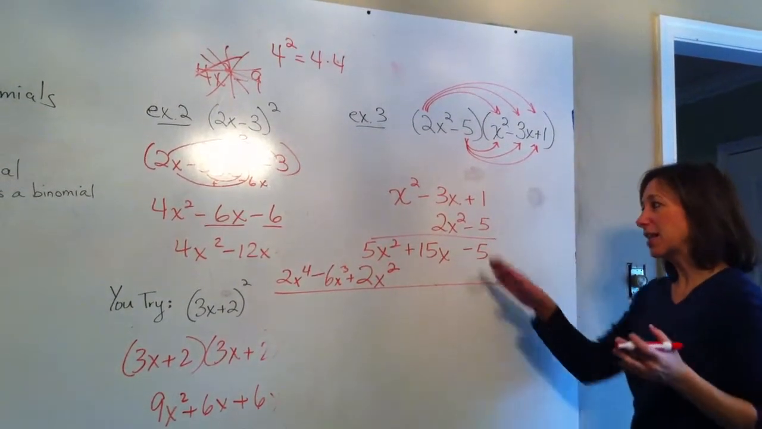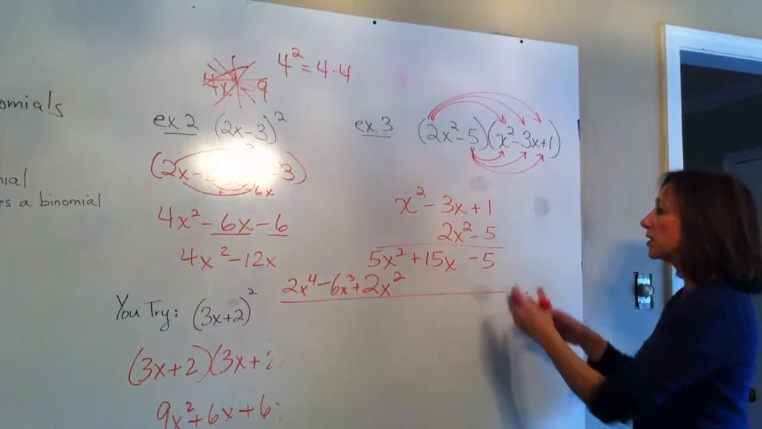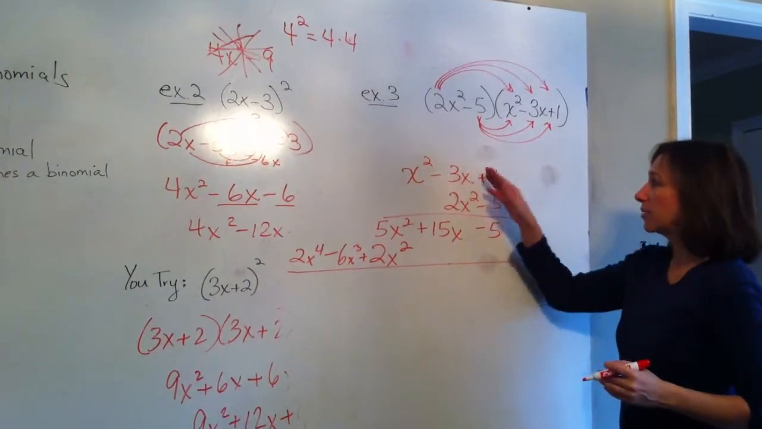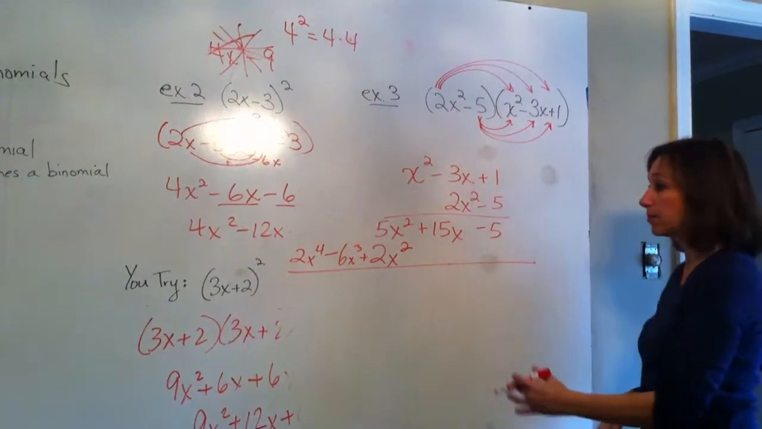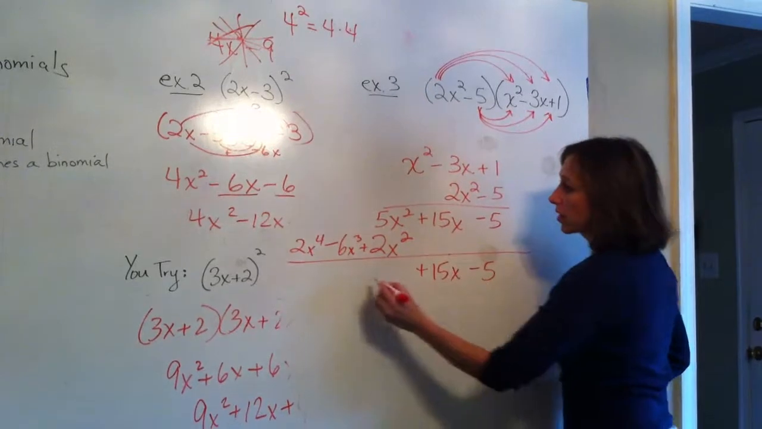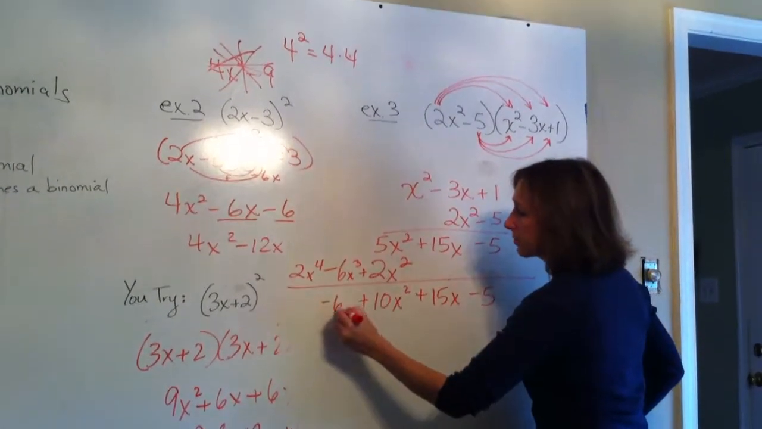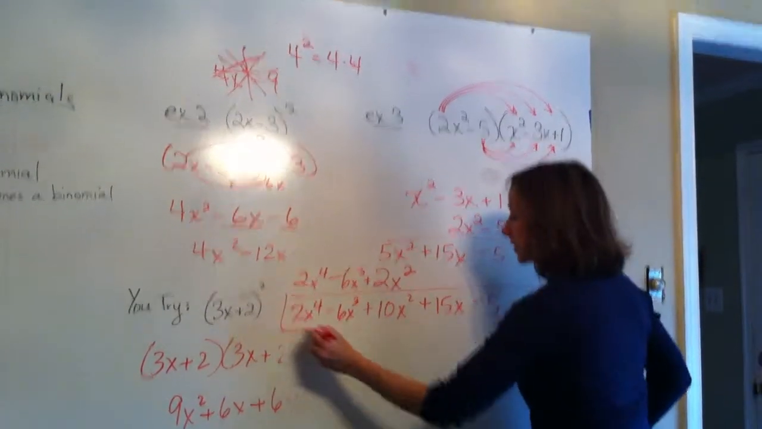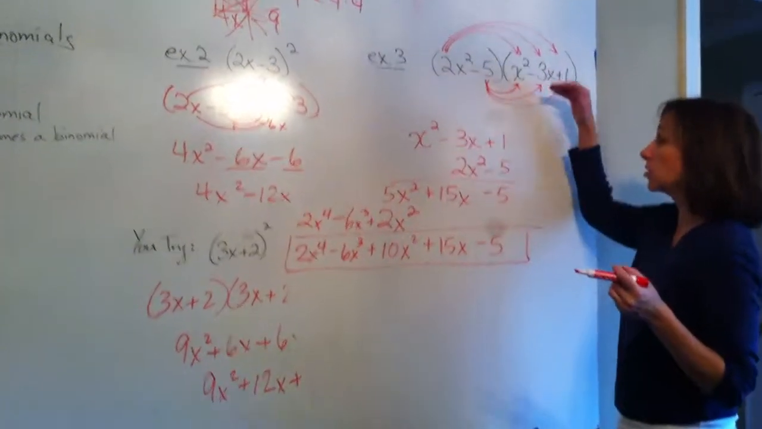Usually they line up a lot better. This one didn't because we had an x squared here. The main thing is you want to line up your like terms. So I took negative 5 times all three of these, 2x squared times all three of these, and now I'm just going to add them straight down. So we get minus 5 plus 15x plus, we're never going to carry on these, 10x squared, so it doesn't matter what order we go in, and 2x to the 4th. And that's how we multiply this binomial times a trinomial.